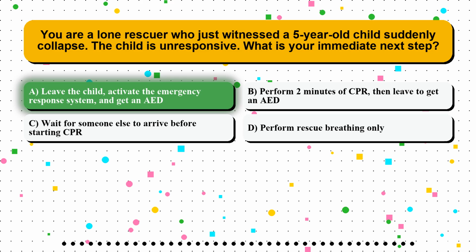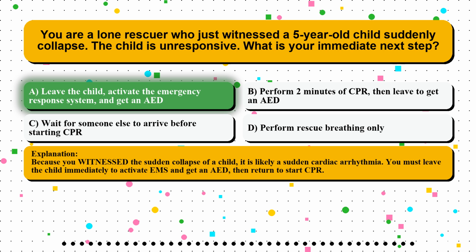The correct answer is option A, leave the child, activate the emergency response system, and get an AED. Because you witnessed the sudden collapse of a child, it is likely a sudden cardiac arrhythmia. You must leave the child immediately to activate EMS and get an AED, then return to start CPR.